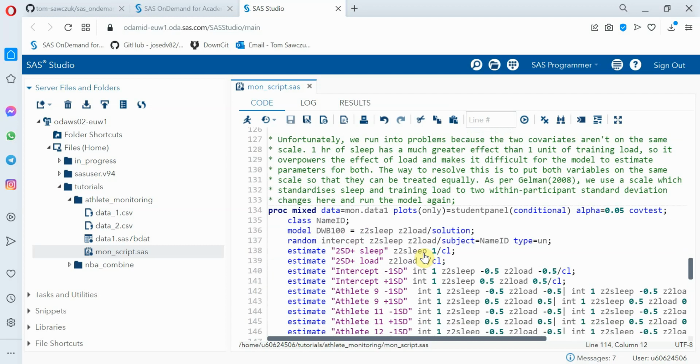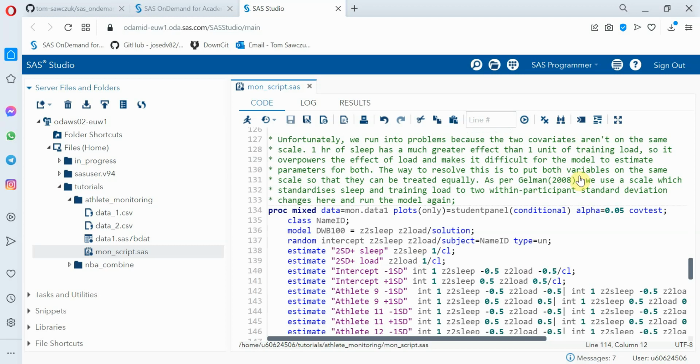So this leaves you with a little bit of a problem. We know that 1 hour of sleep is important. We could work towards, for example, a 2 or 300 unit change in training load, but it's difficult to know what is equivalent to a 1 hour difference in sleep. So what we can do instead is use a paper by Andrew Gelman, who is an incredibly well-regarded statistician, and scale both covariates to a 2 within-participant standard deviation change and run the model again.